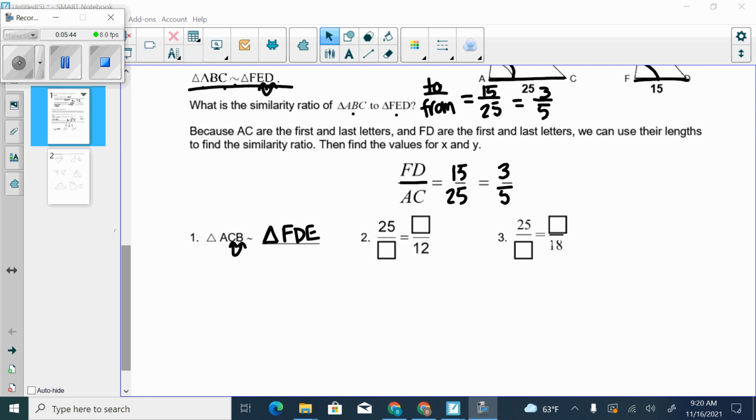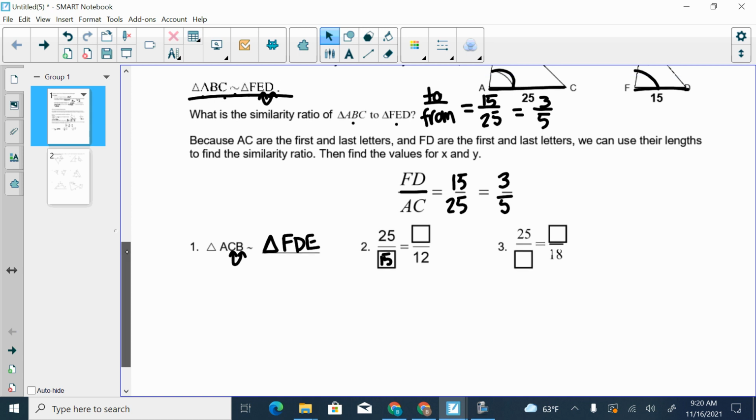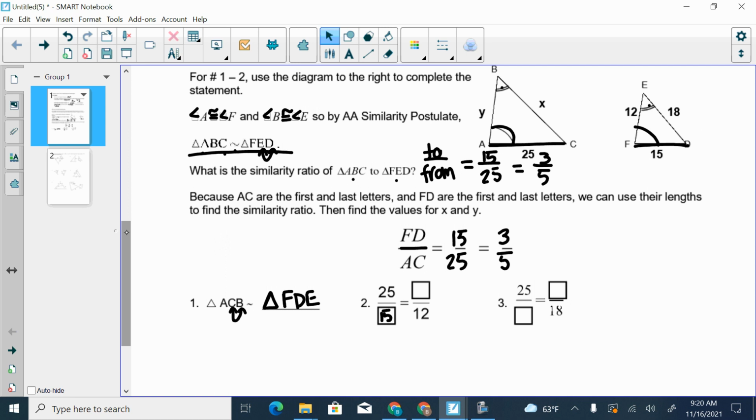And as far as our ratios go, we can obviously see that they put the 25 on the top of the fraction, which means the side that corresponds with it goes in the box below it, which we already know to be 15. So remember, in a ratio, like we talked about in our last set of notes, can be rewritten multiple ways. So it's okay for them to flip it over.